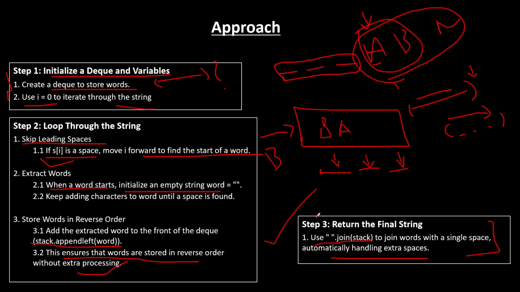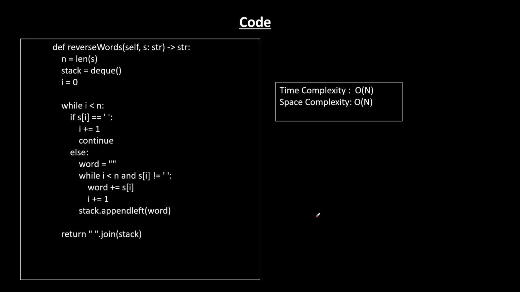I hope you understand my intuition and the approach I'm trying to explain here. Now the code is the exact copy of the approach discussed. Let's understand it line by line. First, we're gonna take the length of the string, which is the most important thing. Now we will initialize DQ with the name of stack because we're using DQ as a stack only, and initialize I as 0. Now in the while loop, while I is less than n, we're gonna iterate.